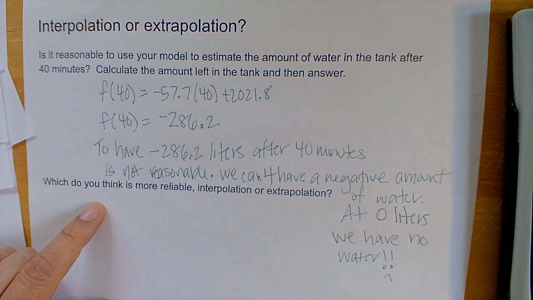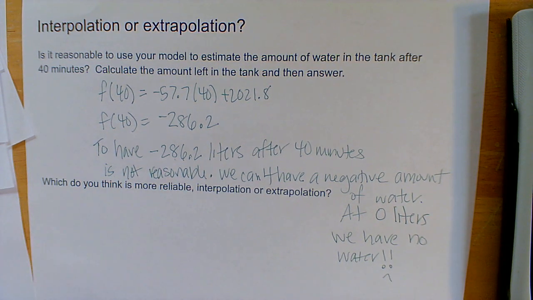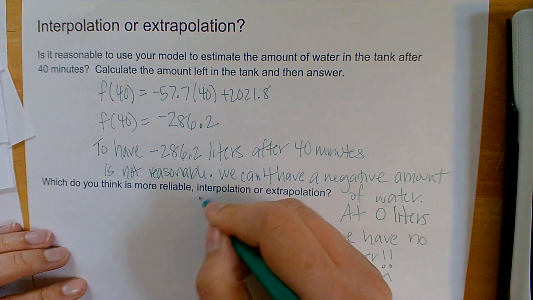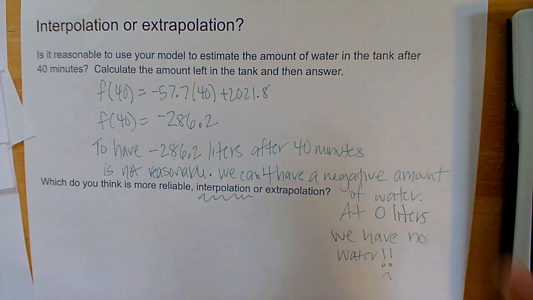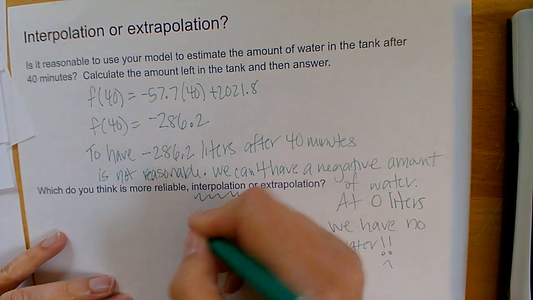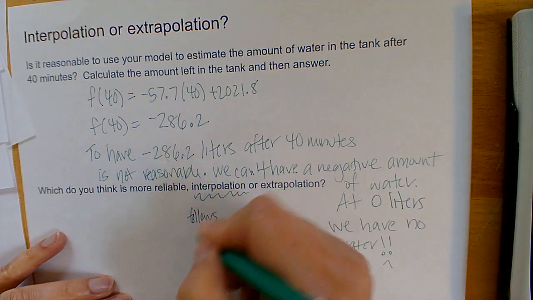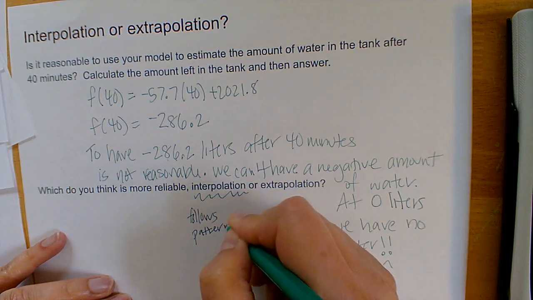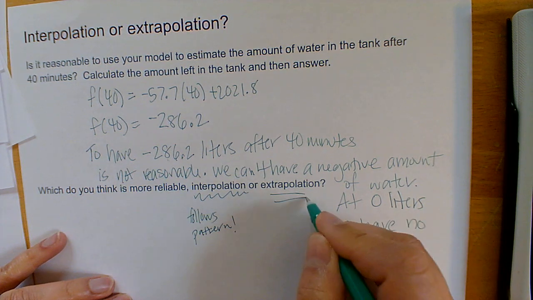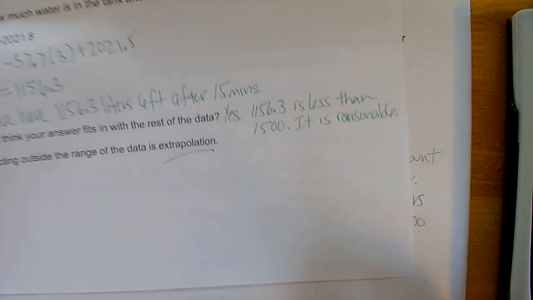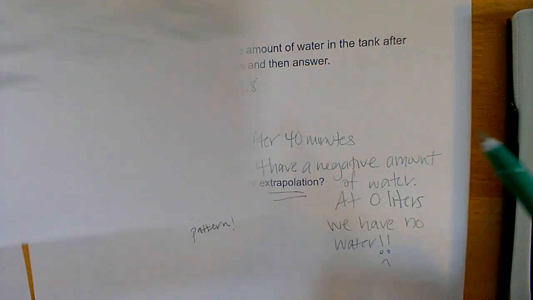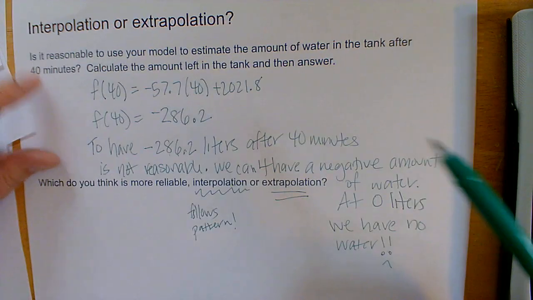So let's determine which is more reliable, interpolation or extrapolation. And I'm definitely going to think interpolation, predicting inside the range of our data, because then we can clearly see, is it reasonable? Does it go along with the pattern of our data? Follows pattern. Extrapolation is difficult because at 15 minutes, it could make sense. Here we have our 15 minutes, but then when we went too far outside of our data at 40, it was not reasonable.